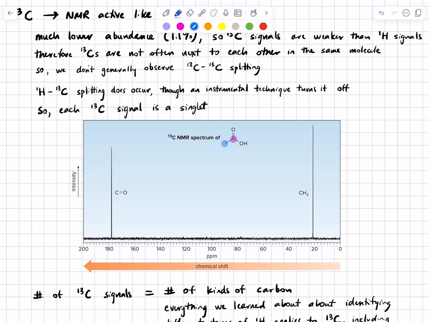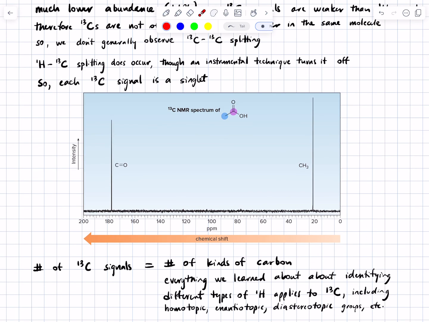You'll also notice that the chemical shift varies over a much broader range of values for carbon than it did for proton. So for carbon, we're looking from 0 to 200 or 220 ppm, whereas for proton, we were looking just from 0 to 12 or 0 to 15.